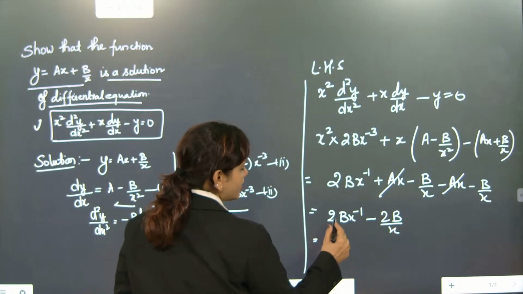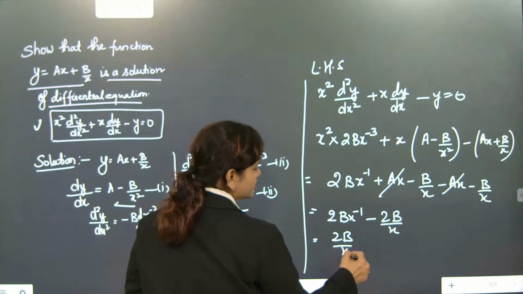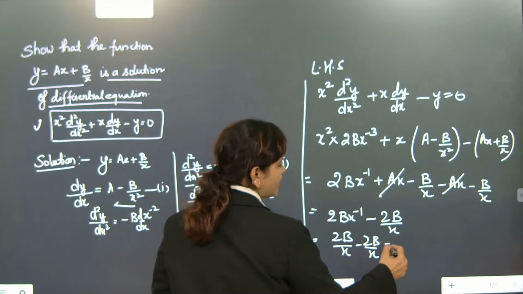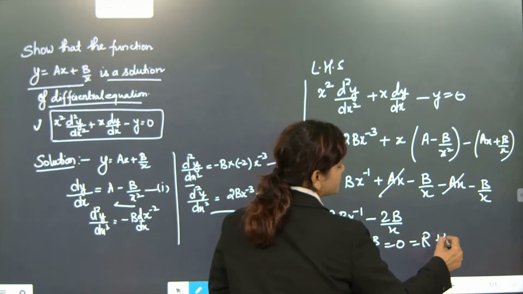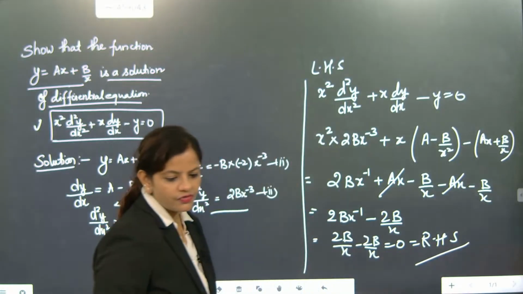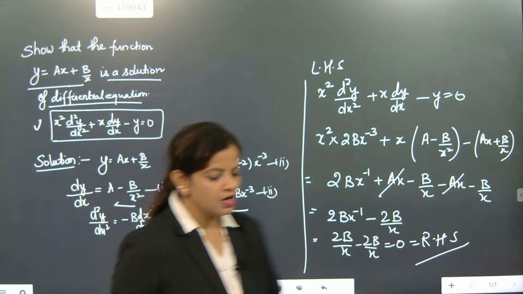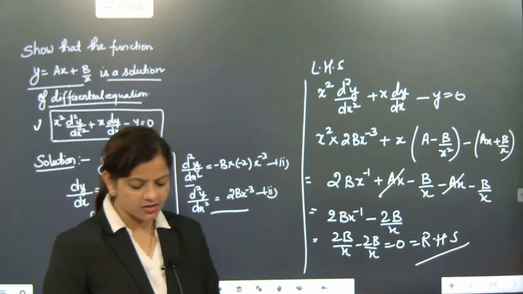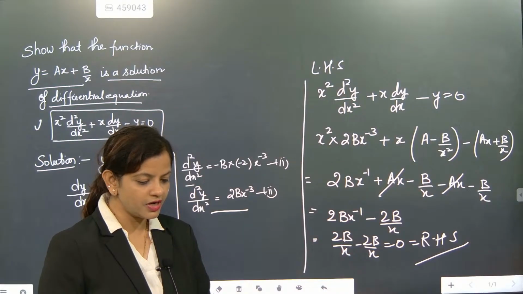So if we write it as 2b by x minus 2b by x, that is equal to 0, and that is equal to the RHS. So this is the procedure of solving the question and this is the way to write the answer. I hope you have understood this part.